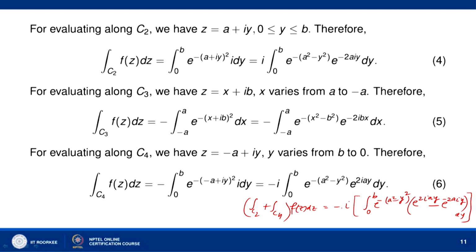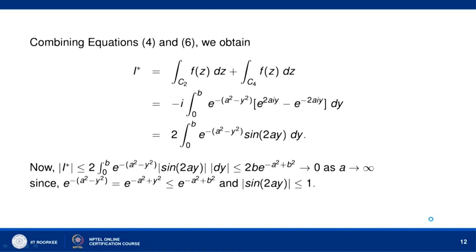Okay. So this is minus i times the integral from 0 to b of e to the power minus a square minus (by) square, and this is 2i times sin 2ay dy. So this is what we put here. This is 2 times i squared, which becomes minus 1. So 2 times the integral from 0 to b of e to the power minus a square minus (by) square sin 2ay dy.